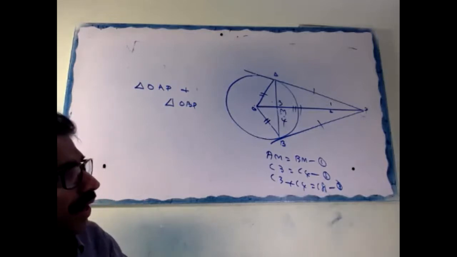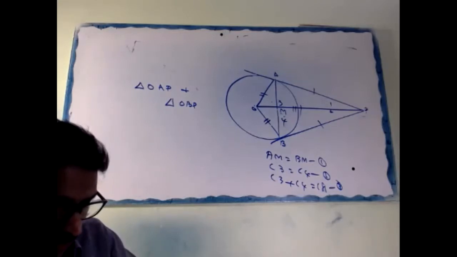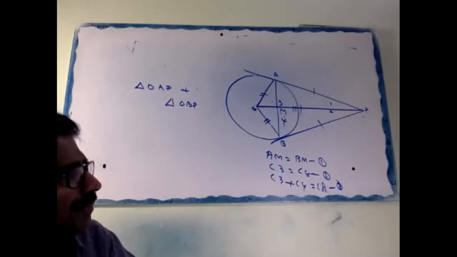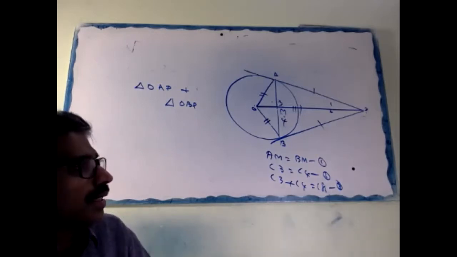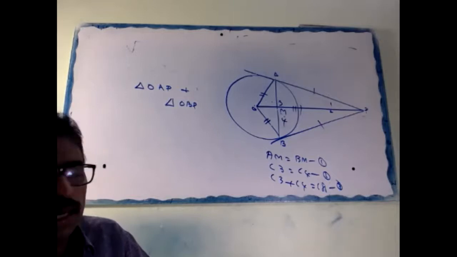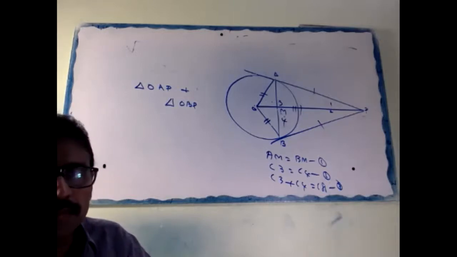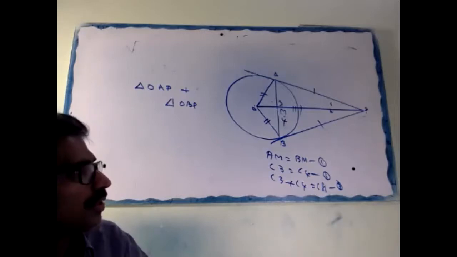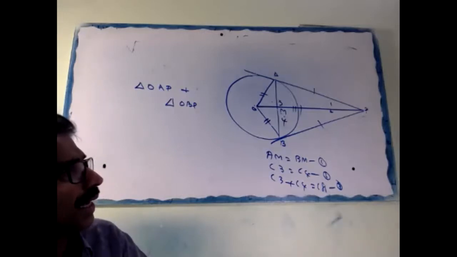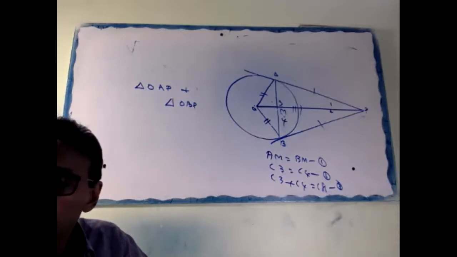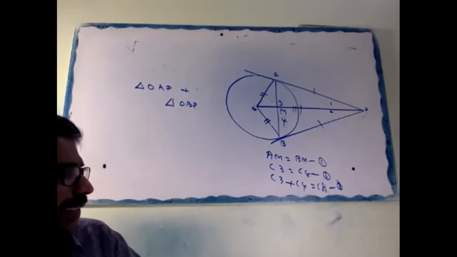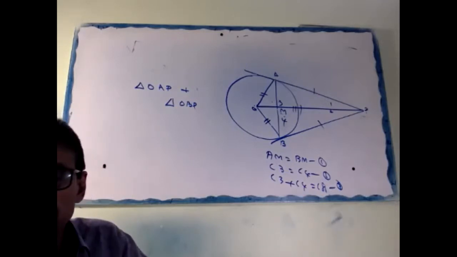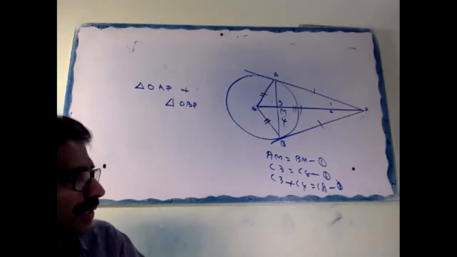Then angle 1 equal to angle 2, proved. PM equal to PM, common. Therefore, triangle PAM is congruent to triangle PBM, by SAS congruency. Hence AM equal to BM, by CPCT.